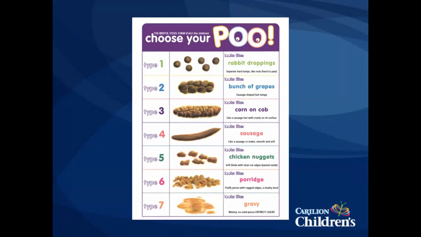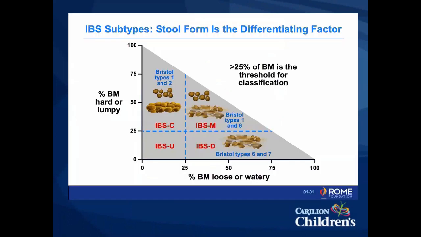So patients with irritable bowel syndrome, constipation predominant, will have more than 25% of stools in the Bristol 1 and 2. The diarrhea predominance has more into the 6 and 7. More than 25% of the stools are between Bristol 6 and 7, so mostly towards the other end. The mix is between 1 and 6, and they have more than 25% of their stools between that, and the unspecified is less than 25% of any diarrhea or constipation. So essentially, you have these four subclassifications of IBS.